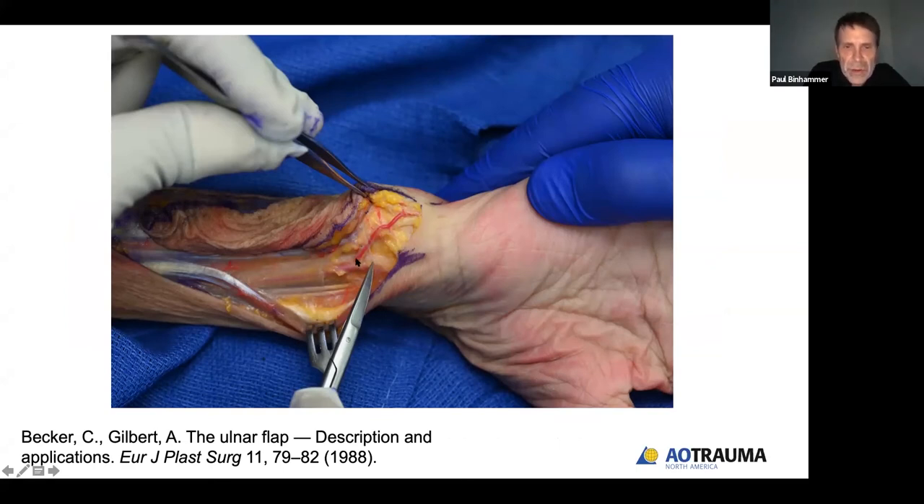And there's this perforator coming off, and it's sending up a branch, and this branch goes all the way to the dorsum of the metacarpals. It also Y's, or sends another branch that runs up into the dorsal proximal forearm at this level. Some people call this the dorsal ulnar artery. This is the vessel that was described by Becker and Gilbert for this flap back in 1988, which has subsequently frequently been called the Becker flap.